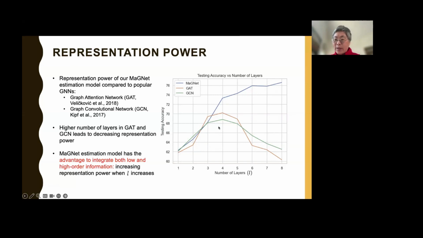This is the testing accuracy. After layer 4, we go up. We have increasing testing accuracy, but in the meantime, GAT and GCN go down when L increases. That's not surprising because we talked about the washing out. Once you have a large number of layers, GAT and GCN don't have much advantage. However, our method is able to integrate both low and high order information. So when L gets bigger, our performance is getting a lot better compared to the other methods. Okay. Any question? I'm going to pause a little bit.